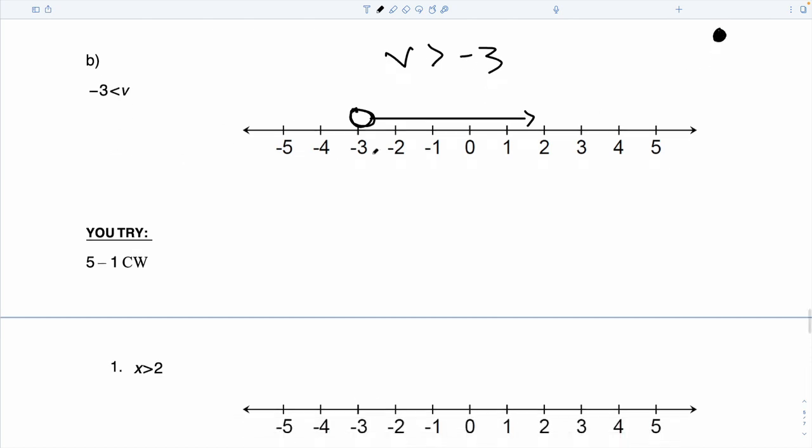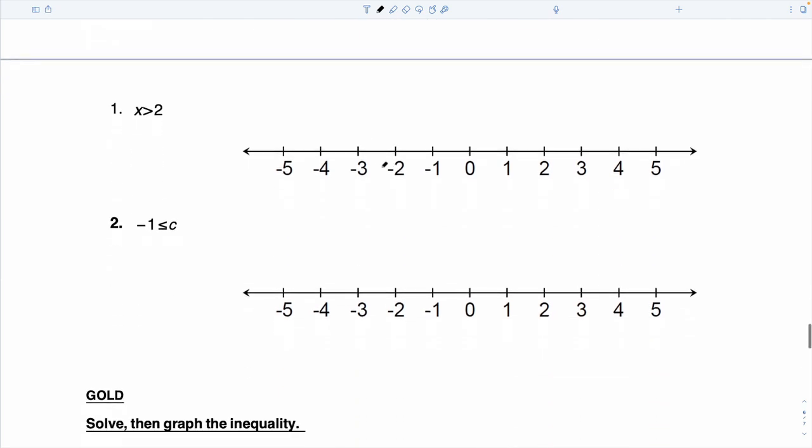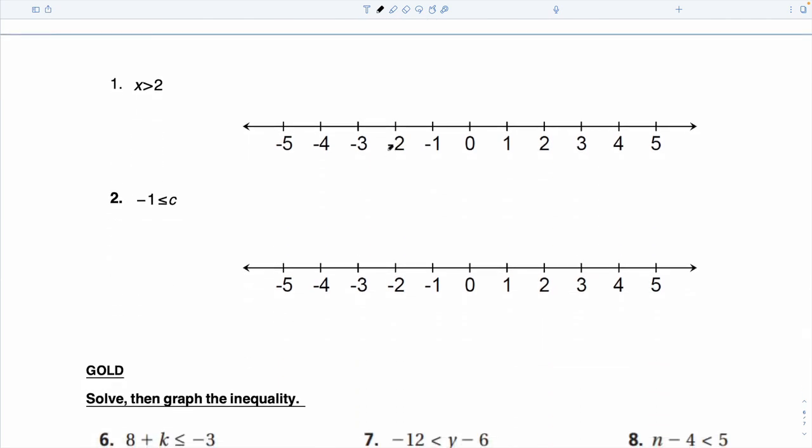Leave it open. You try these two problems on your own. And then I need to go to this.